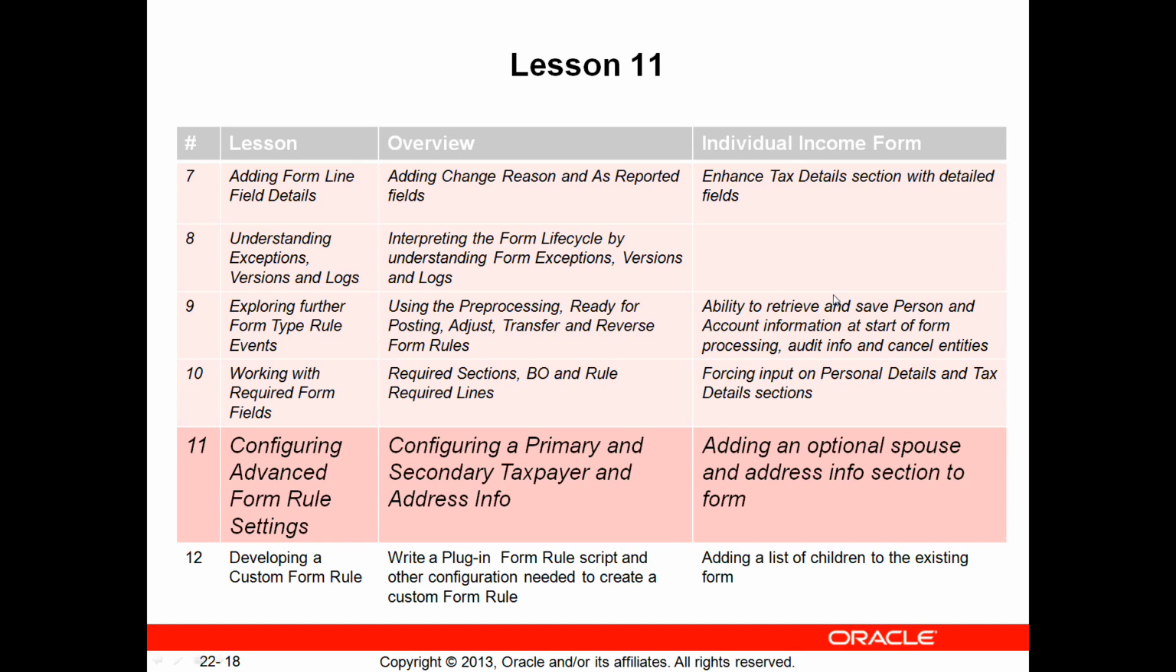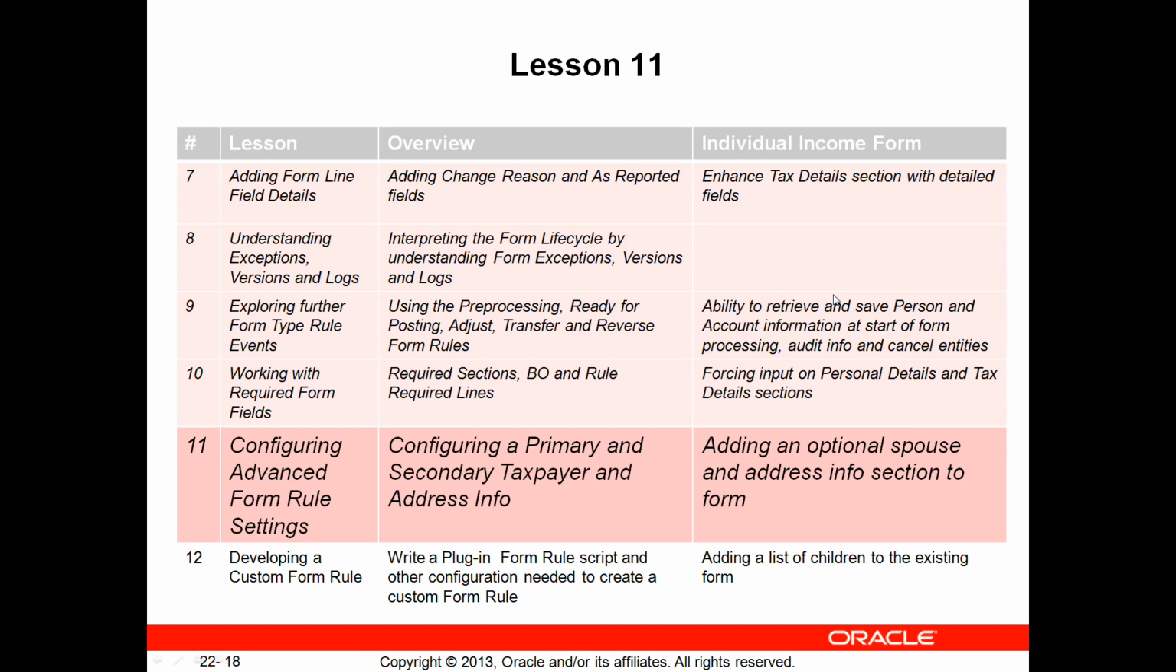One piece of functionality is that we can use them to support not only one taxpayer but multiple taxpayers, in this case a primary and secondary taxpayer, so that we could have, let's say, a joint filing for a married couple. We will show you how we do that and how we configure that, both on the form rules and also on the sections that need to be defined.